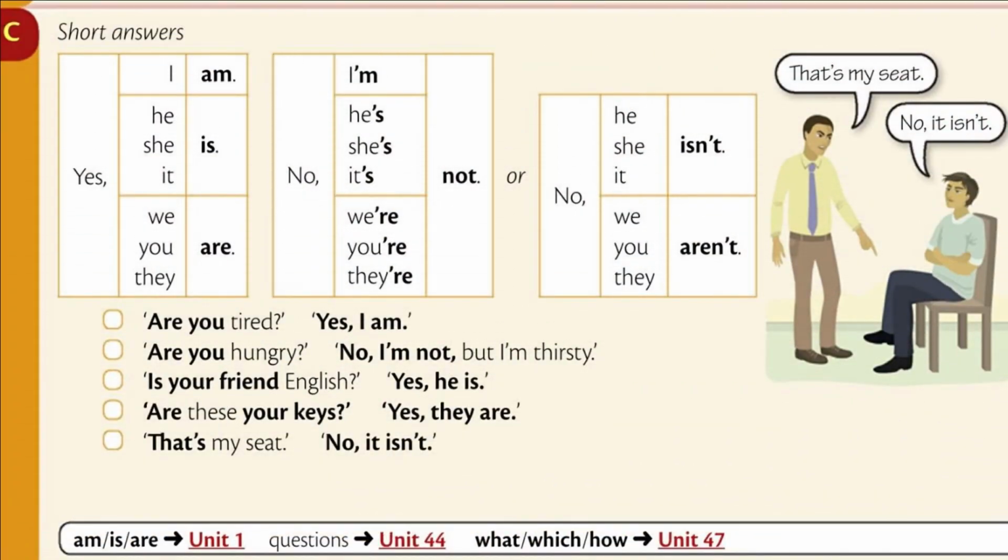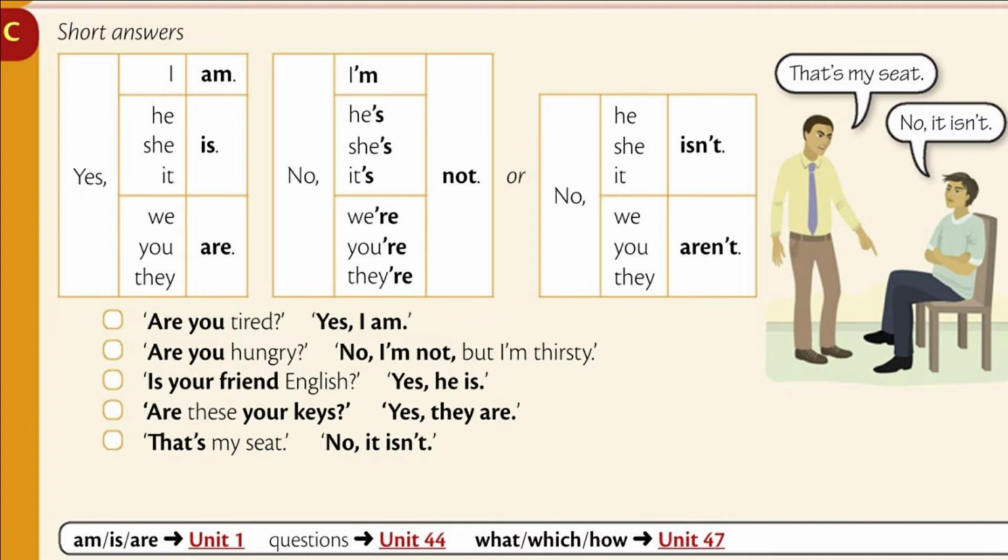Now we are going to learn how to use am, is, are in short answers. For example, yes, I am. No, I am not. Yes, he is. No, he is not, or he isn't. Yes, she is. No, she is not, or no, she isn't. Yes, it is. No, it's not, or no, it isn't. Yes, we are. No, we are not, or no, we aren't.